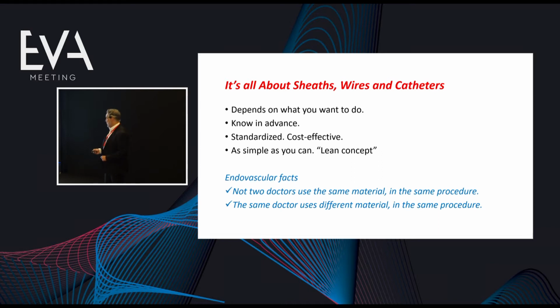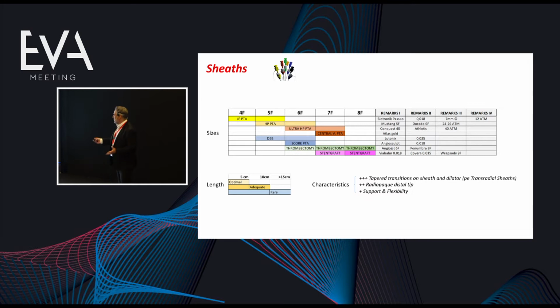So let's see what we do. This is for the residents. It's a chart I made, so you can see that if we use 4F, we can do all diagnostic and low pressure PTA. With the 5F, we can do high pressure PTA. We can start using drug-eluting balloons. With 6F, we can do ultra-high pressure. We can start using score PTA. We can begin with thrombectomy.